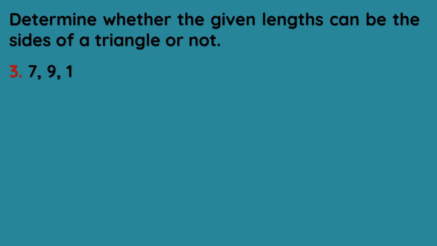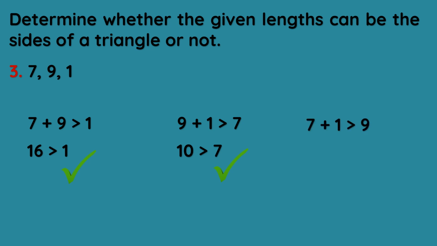We now have the third set. We have 7, 9, 1. 7 plus 9 is 16, and 16 is greater than 1. 9 plus 1 is 10, and 10 is greater than 7. How about 7 plus 1? Is it greater than 9? 8 is not greater than 9, but less than 9. Since 8 is not greater than 9, our triangle inequality theorem was not satisfied. Since one of the conditions was not satisfied, 7, 9, 1 could not form a triangle.